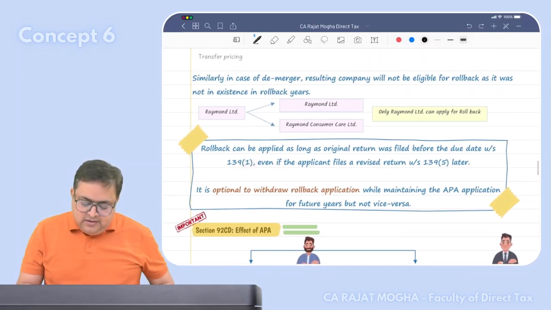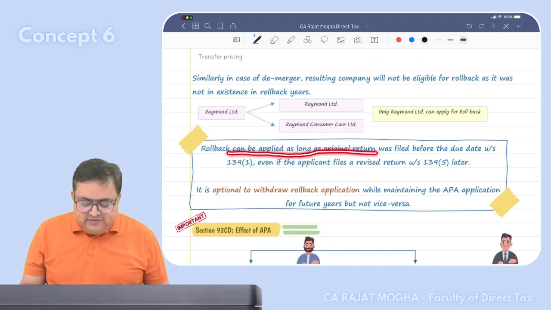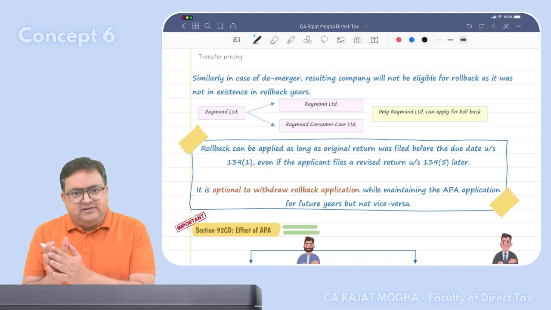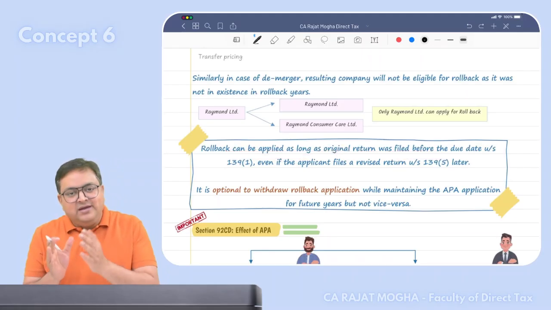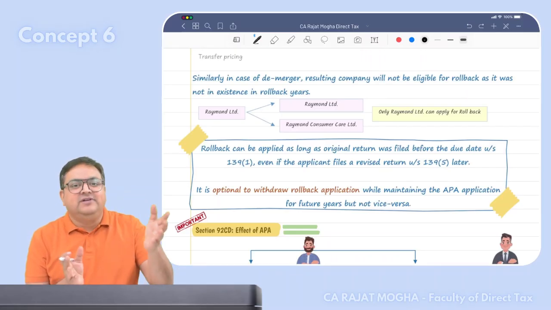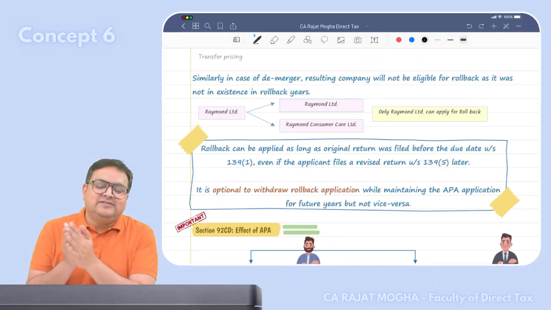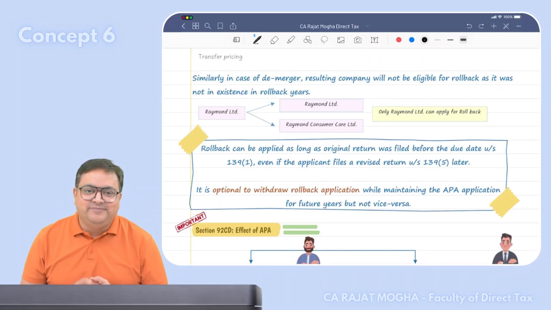And rollback can be applied as long as the original return was filed. This I have discussed. The revised return. Revised return is okay if you have revised which return? The original one, which was filed on time. But if you have revised the belated return, then this revise will not help. Correct?